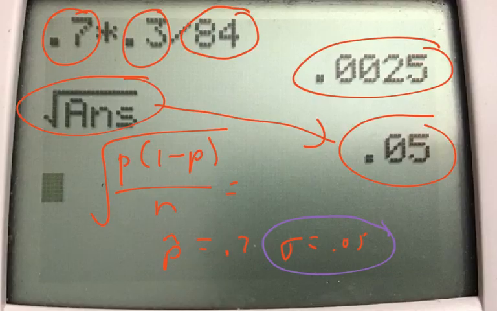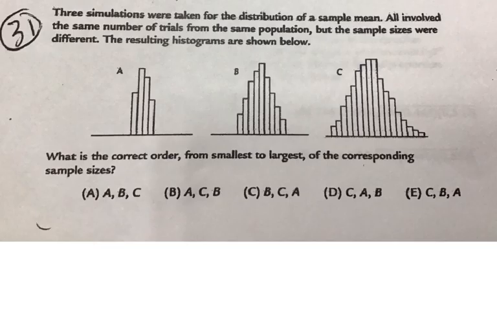All right, let's move on to the next one. Now, guys, how many times have we talked about if I make the sample size larger, our standard deviation goes down? Right? We get more precise. We get less variability. Okay?